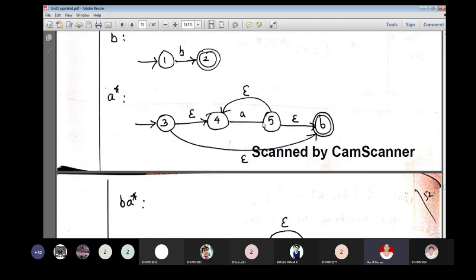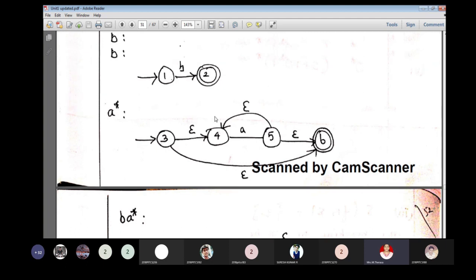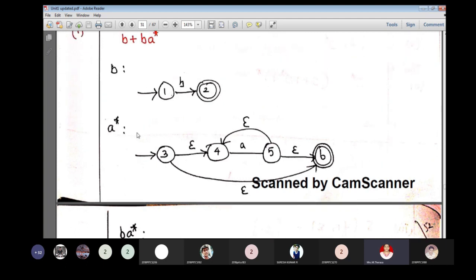This is the 4 and 5 represents finite automata for A. Then you have to connect the initial state 3 and 4 through epsilon, and 5 and 6 through epsilon, and also 3 to 6, the new initial state and the new final state, through epsilon, and for the repetition 5 to 4. Clear? So that you have got B and A star separately.